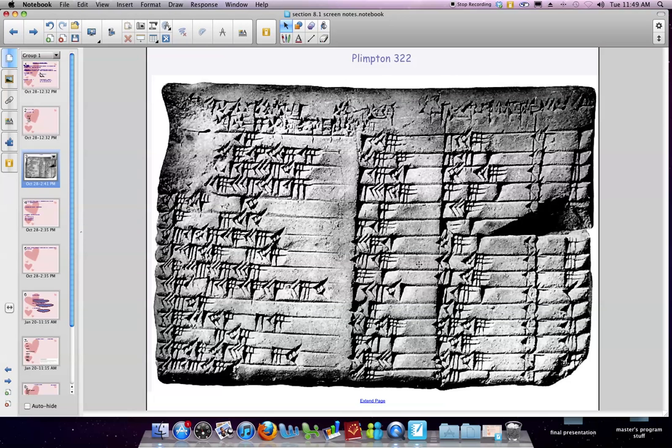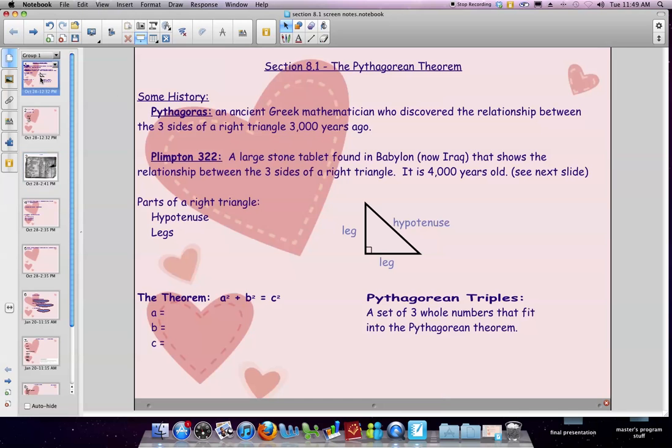This is a picture of Plimpton 322. It's written in Egyptian hieroglyphs. It's written in Babylonian cuneiform. And the relationship shows how the three sides of a right triangle fit together. What's interesting is that they figure the large stone tablet to be 4,000 years old, which means it was created 1,000 years before Pythagoras supposedly found the relationship, which means that he didn't actually discover it.